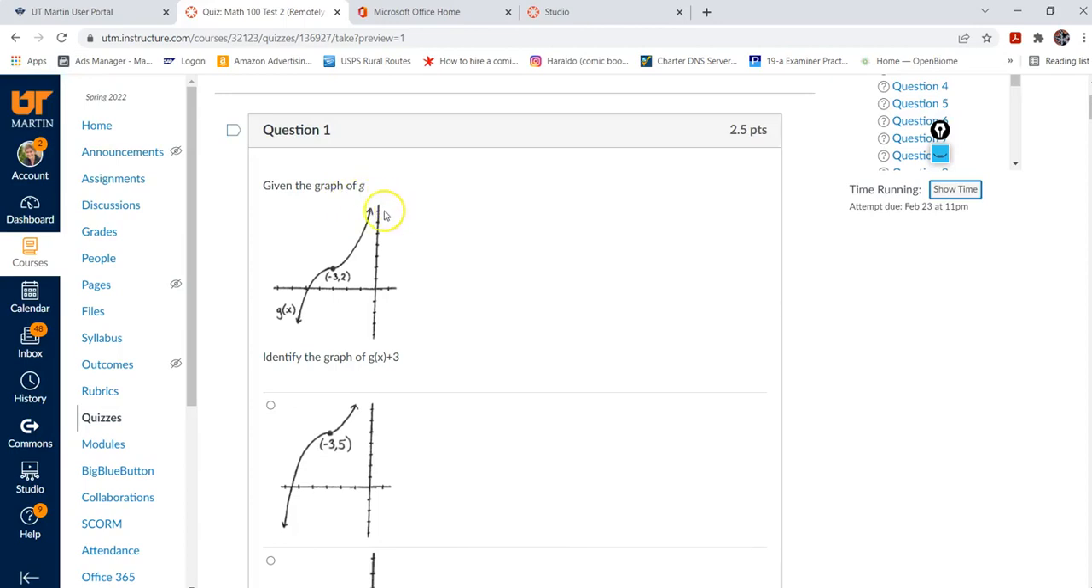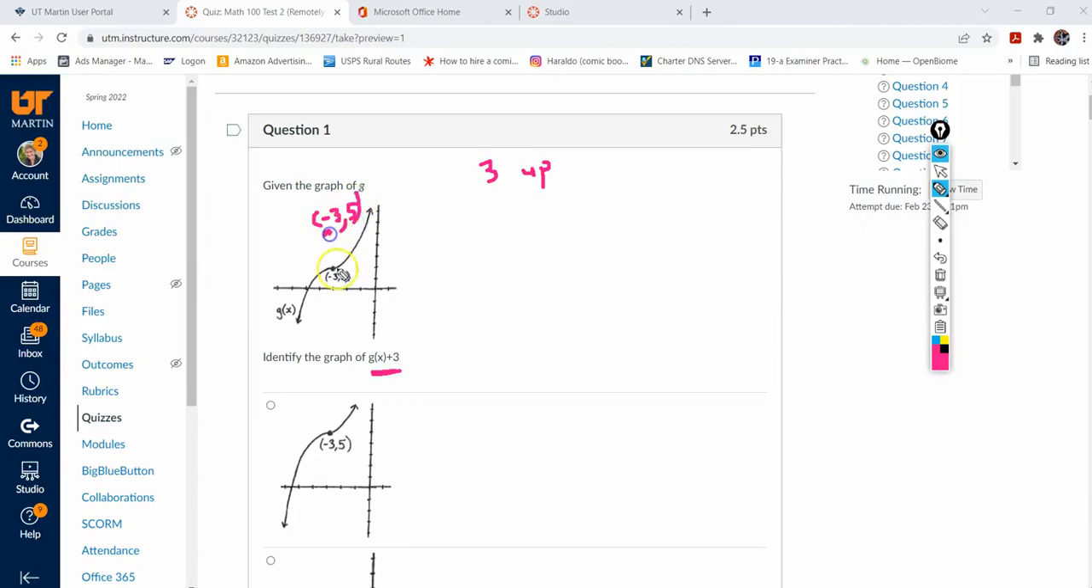The first says, here's the graph of G, and identify the graph of G(x) plus 3. Well, we have to know when you add 3 to the end of the equation, that means shifting it 3 units up. And if I shift this point 3 units up, then it's still going to have the same x coordinate, but the new y coordinate is going to be 2 plus 3, which is 5.